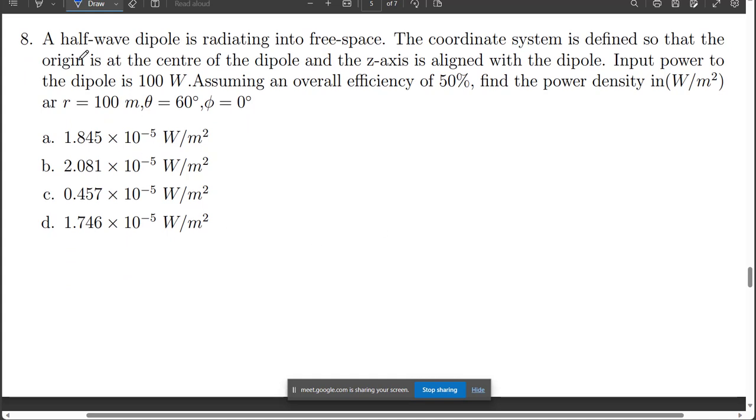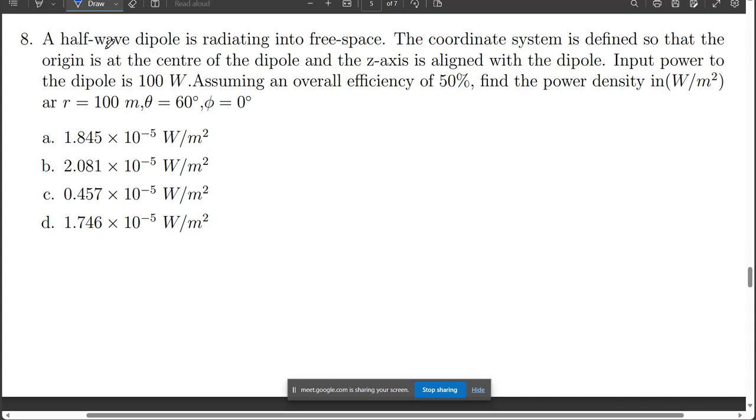Question number 8. A half wave dipole is radiating into free space. The coordinate system is defined so that the origin is at the center of the dipole and the z-axis is aligned with the dipole. The input power to the dipole is 100 watts. Assuming an overall efficiency of 50%, find the power density in W/m² at r = 100 meters, theta = 60 degrees, and phi = 0 degrees.